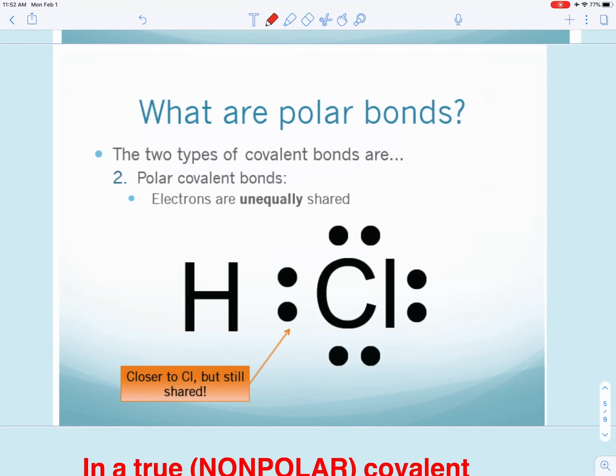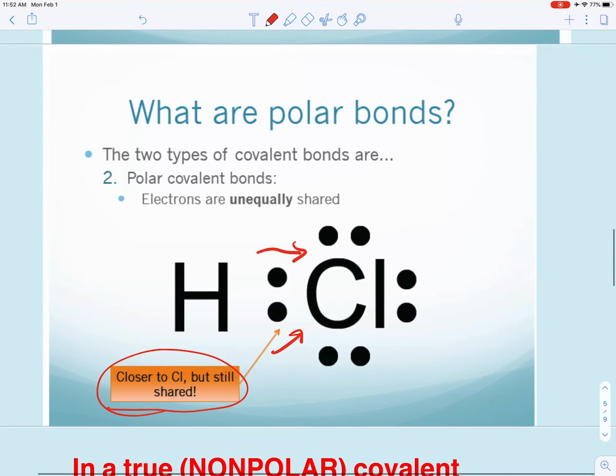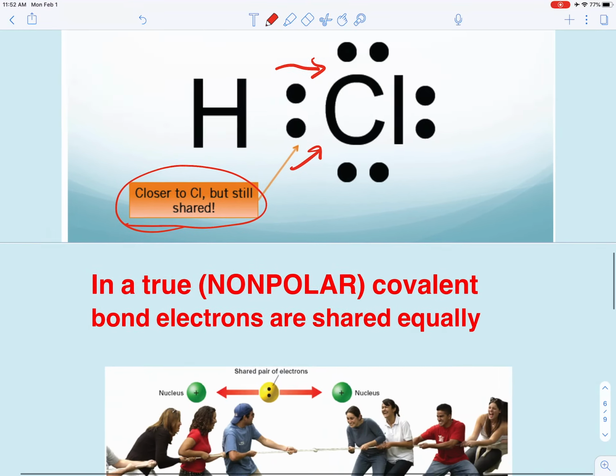So what this means is, in this case, the electrons are actually slightly more pulled towards the chlorine compared to the hydrogen, right? As it says here, it's closer to the chlorine. But it's not completely taken from the hydrogen. It's still being shared. It's still a covalent bond. But again, this is an unequal sharing.